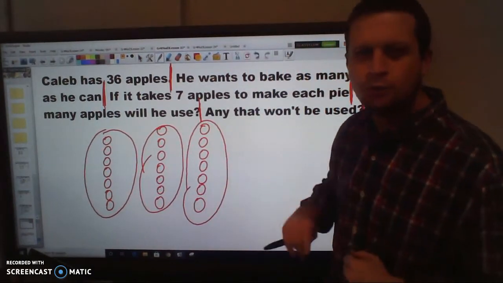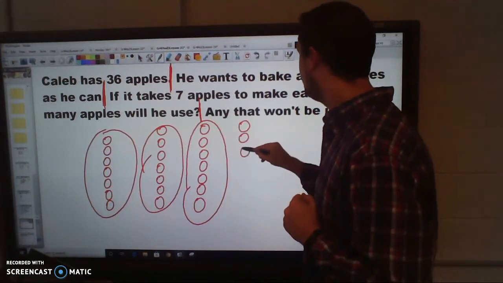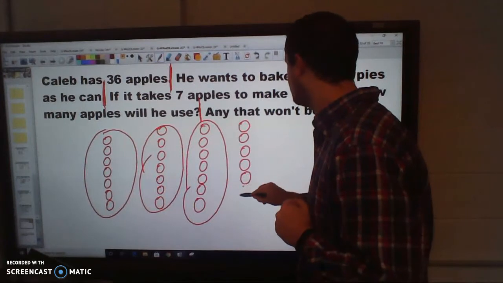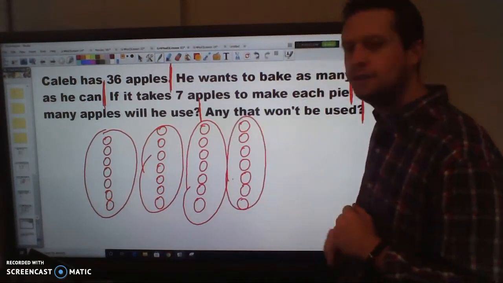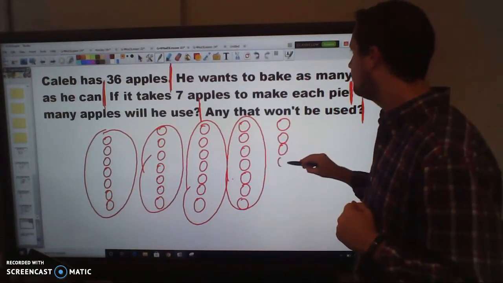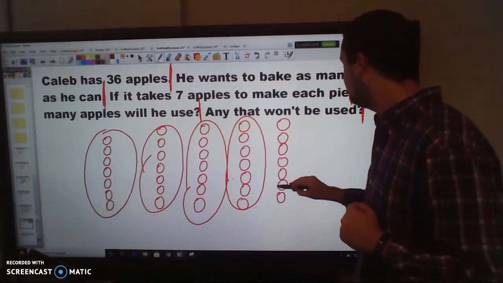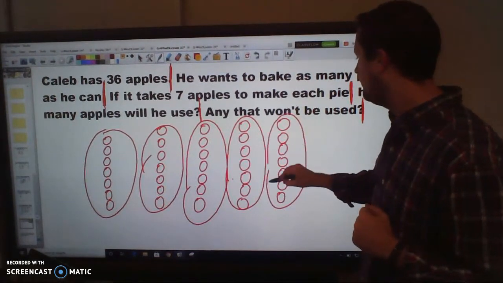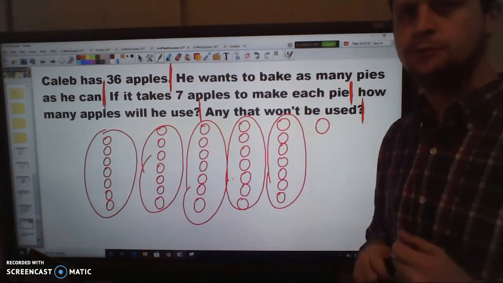Oh, those look so yummy. 21, 22, 23, 24, 25, 26, 27, 28. There's another pie. 29, 30, 31, 32, 33, 34, 35. There's another pie. And 36. So there's my 36 apples.